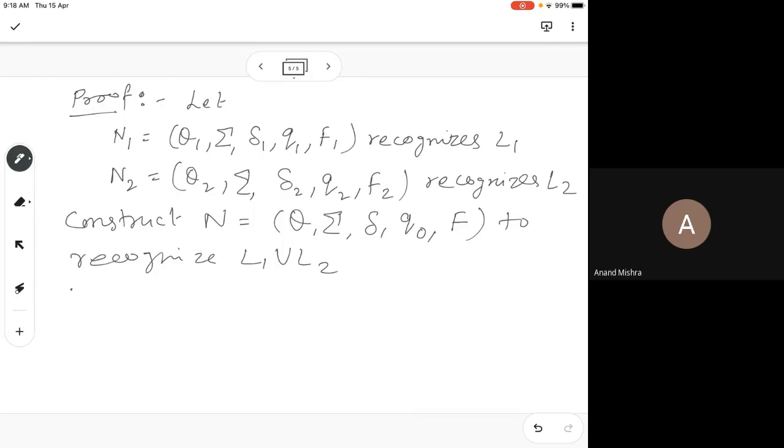So how do you prove it? We need to say what the construction means. We need to show what Q, Σ, δ, q0, and F are. If we can show all of them, we are done. So Q, we have just shown, will be nothing but Q0 union Q1 union Q2. What about Q0? Q0 is the start state, so that's there.